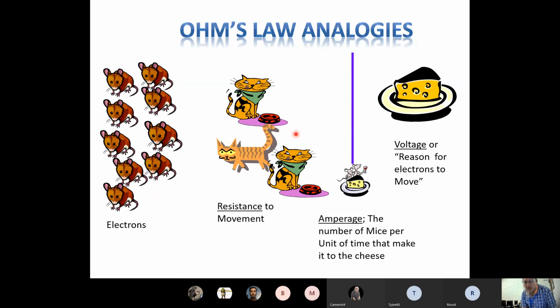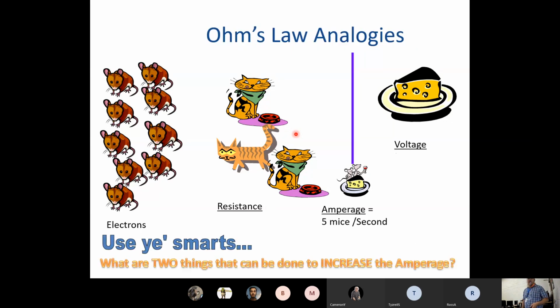Then there's a line drawn, and this is our amperage line. Amperage is the number of mice that get past those cats to get to the cheese per unit of time. So per second, how many mice get past that line? That's our amperage. Does that make sense? Now we're going to explain how Ohm's law and how electricity works.